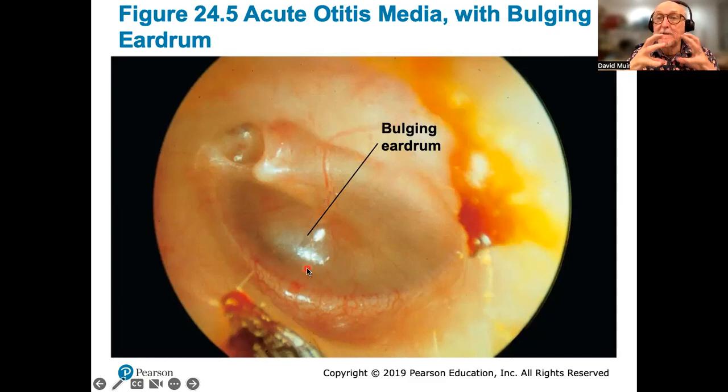The pressure builds up inside so much that it ends up pushing the eardrum out, and it can actually spontaneously rupture in very severe cases.